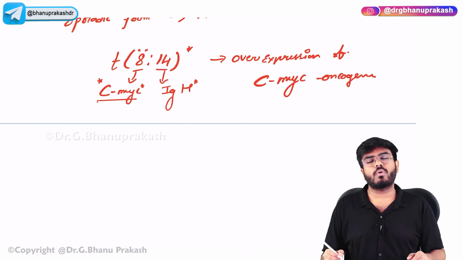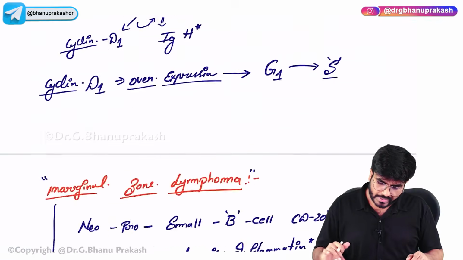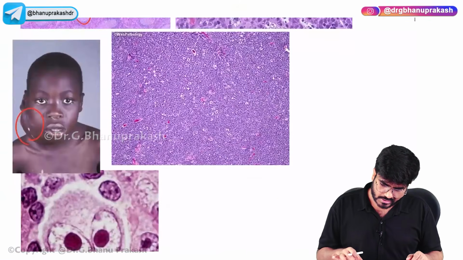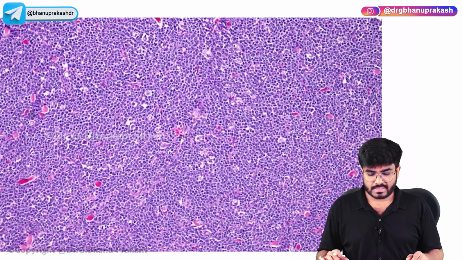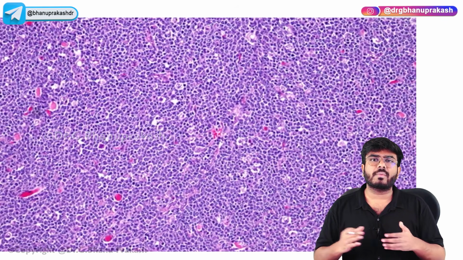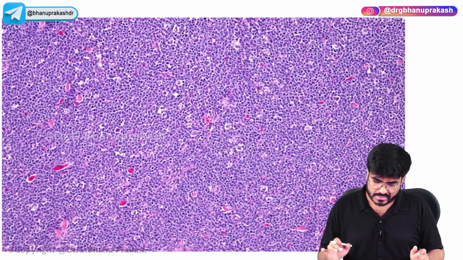Okay, c-MYC oncogene overexpression is going to be seen. Now, if you look at the histology, it is going to show something like this. There are lots and lots of intermediate size B cells. All these are the B cells.